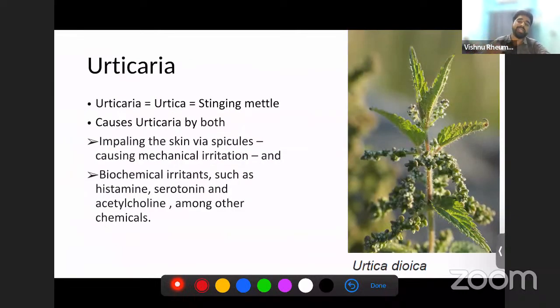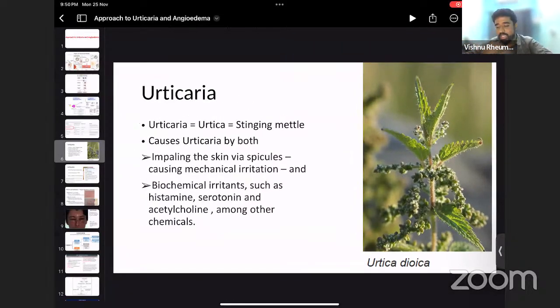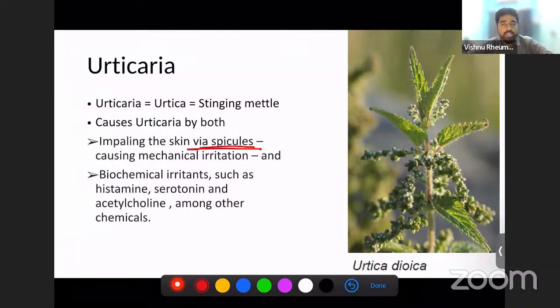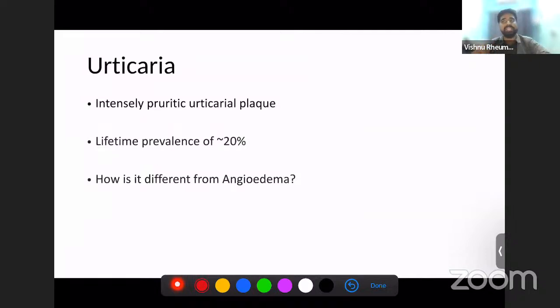So what is urticaria? Urticaria derives its name from the plant Urtica dioica, also called stinging nettle. From the name itself, it causes a severe itchy reaction in the skin. Urticaria is basically the skin reacting with the formation of wheals and flares, and there are various biochemical irritants in this plant which also lead to direct urticaria. So urticaria is basically a vascular reaction, a hypersensitivity of the vascular wall because of various mediators leading to a particular phenotype.